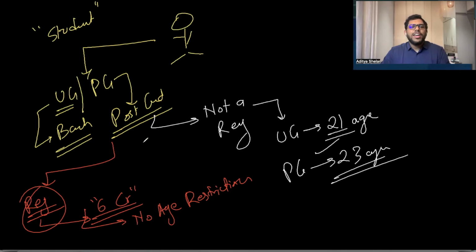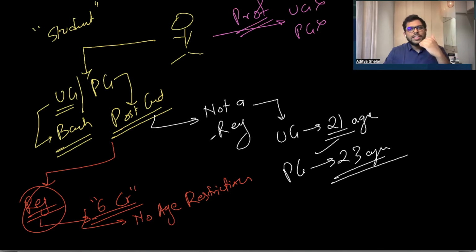Now moving ahead, if you're someone who doesn't fall under this category at all, means you're not pursuing a UG degree, you're not pursuing a PG degree, or you're not pursuing any degree program from a university or any college, in that case, you do not come under the student category, you come under the professional category.